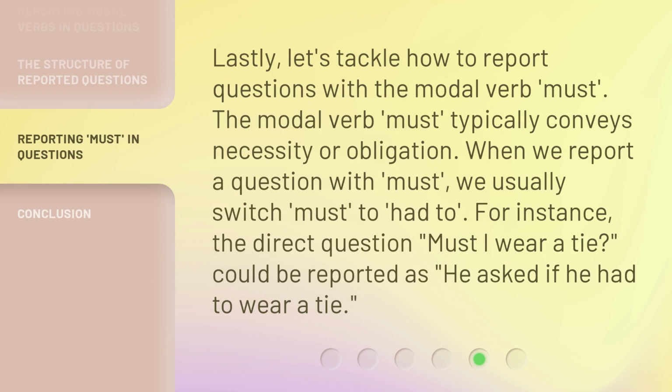Lastly, let's tackle how to report questions with the modal verb must. The modal verb must typically conveys necessity or obligation. When we report a question with must, we usually switch must to had to. For instance, the direct question, "Must I wear a tie?" could be reported as, "He asked if he had to wear a tie."